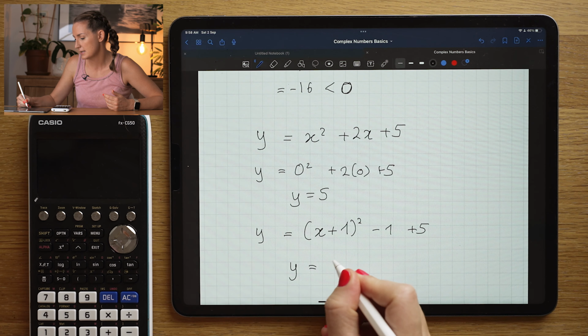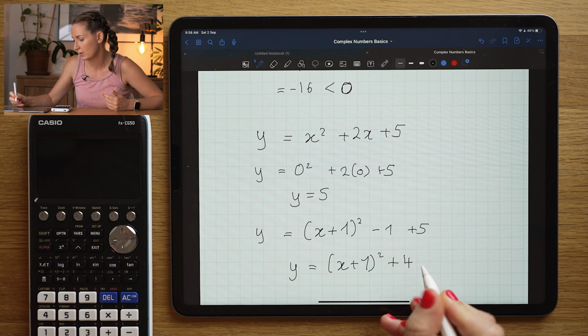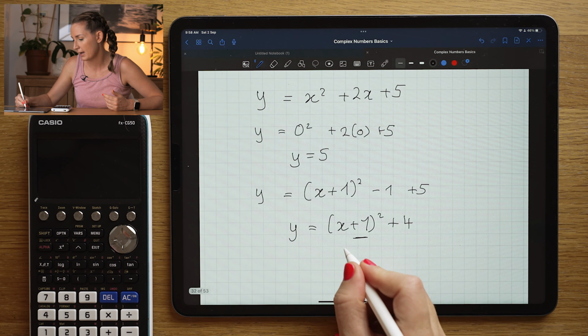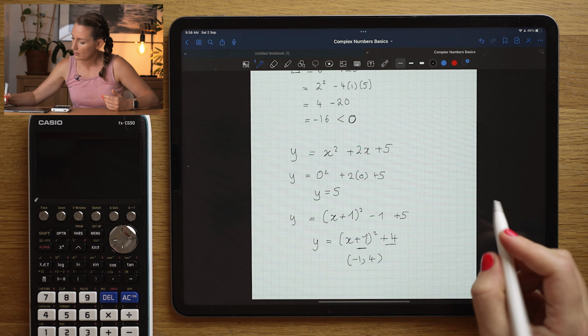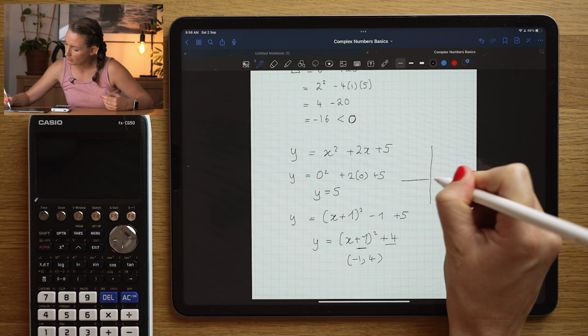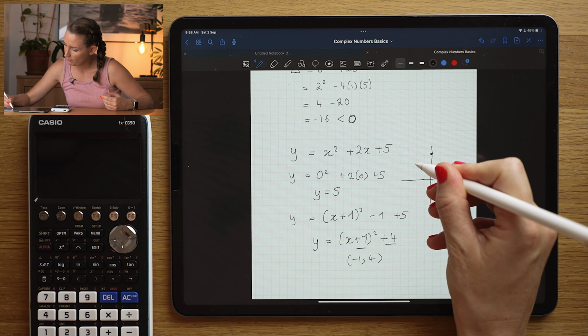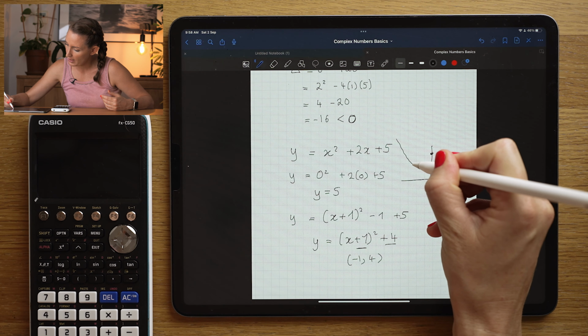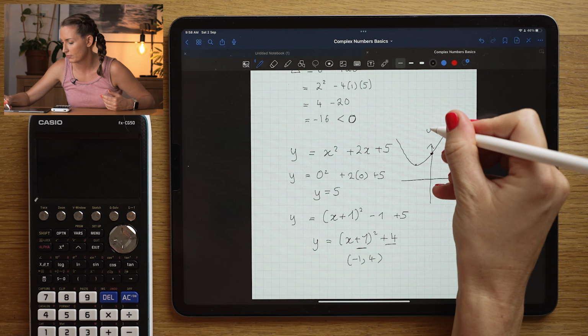So we can see that the minimum point here, if I look at my completed square form and change the sign, would be minus 1, 4. So my rough sketch would look like this. My graph will go through the y-axis at 0, 5, and at minus 1, 4, it would have its minimum point. So that is what that graph is going to look like, roughly. A rough sketch.